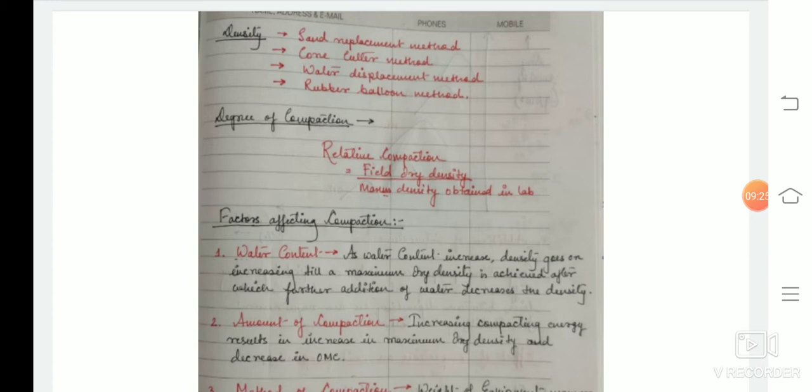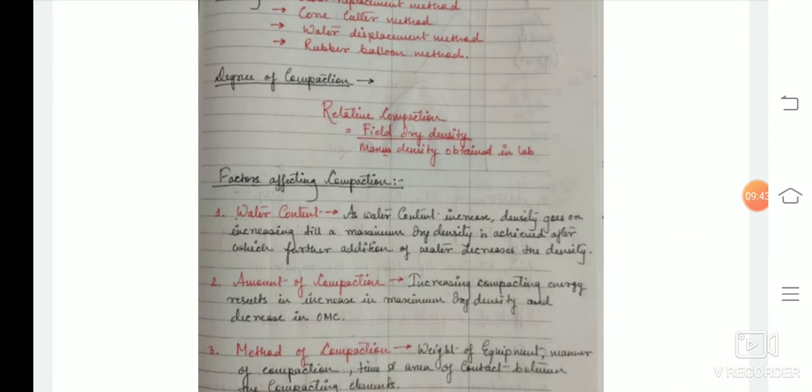So far the degree of compaction is considered. The degree of compaction can normally be obtained in the field by relative density, or by relative compaction or percentage compaction, which is defined as a ratio, expressed as a percentage, of the field dry density to the maximum density obtained in the laboratory compaction test. By this we can obtain the degree of compaction. So these are the three methods which control the compaction in the field.